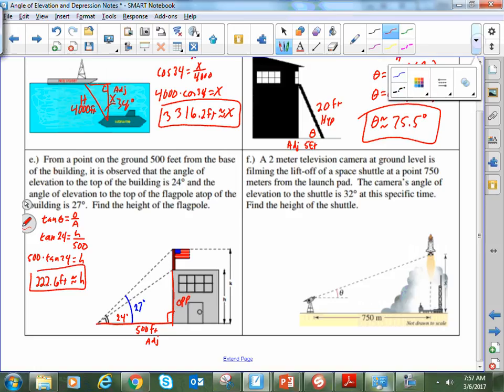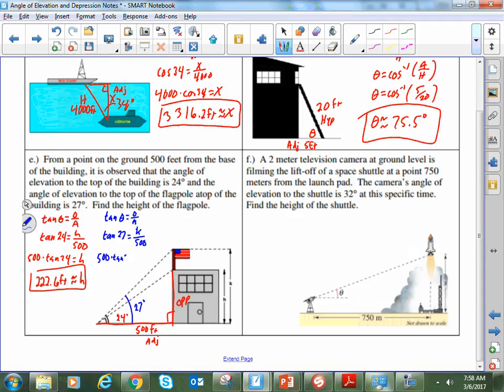So now we've got to figure out from the ground to the top of the flagpole. Same thing. Tangent is opposite over adjacent. So in this case, theta, the angle of elevation, is 27 degrees. The opposite side is k over the 500 again. So again, multiply both sides by 500, and I will get 500 times the tangent of 27 to be from the ground to the flagpole. And when you type that into your calculator, you're going to get about 254.8 feet to be about the distance from the ground to the flagpole.